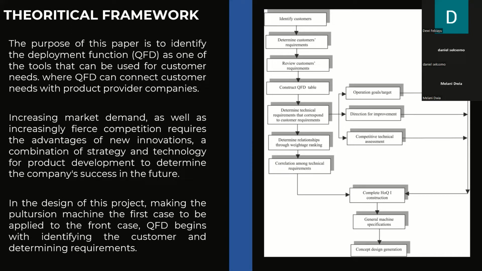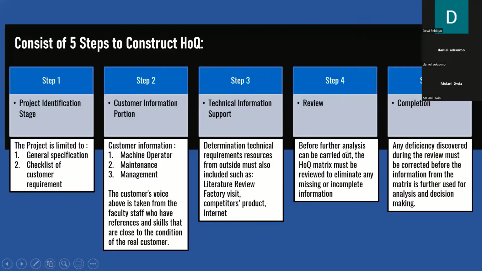After that, determine relationship through weightage ranking, so correlation among technical requirements. After that, complete the HOQ construction, then general machine specification, and the last is concept design generation. This one is the step-by-step for the paper.